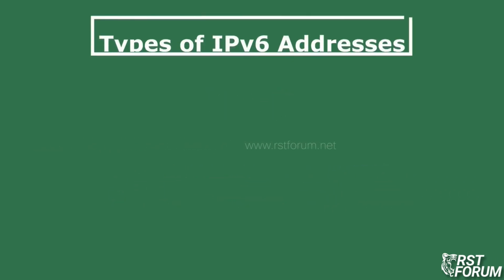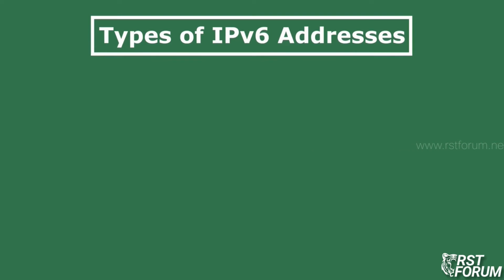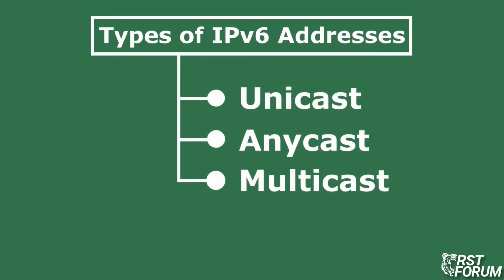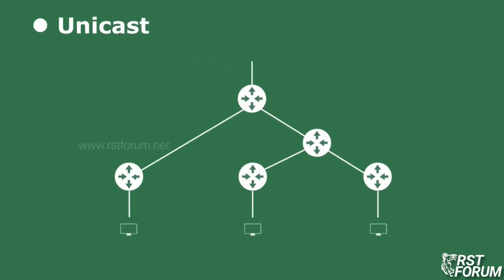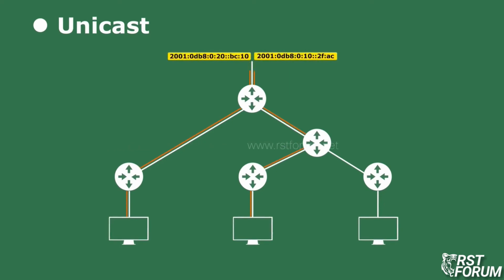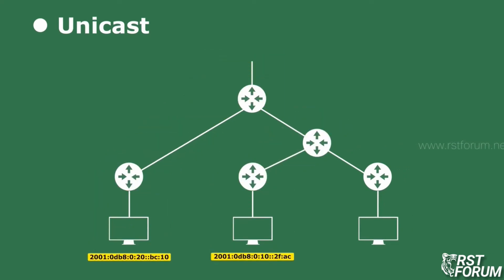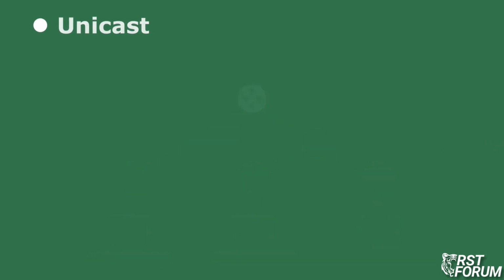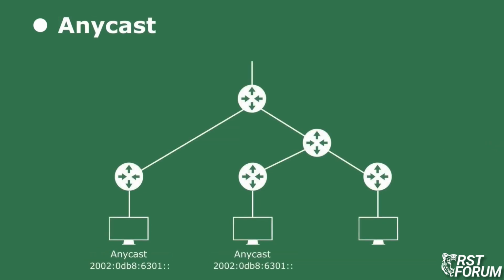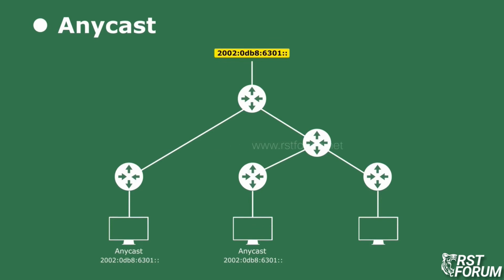There are three types of IPv6 addresses: unicast, anycast, and multicast. Unicast addresses identify a single interface. A packet sent to a unicast address is delivered to the node identified by that address. Anycast addresses identify a group of interfaces belonging to different nodes, that is, multiple devices share the same address. A packet sent to an anycast address is delivered to the closest member of the group.